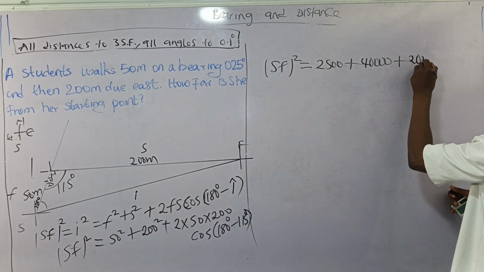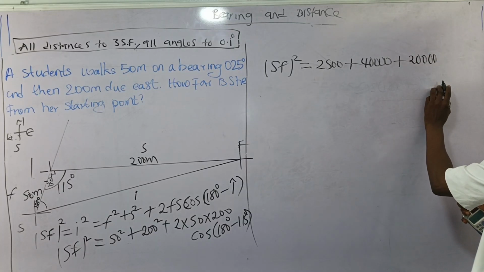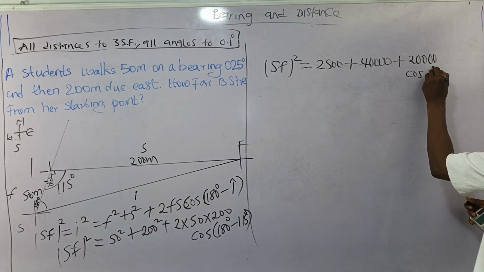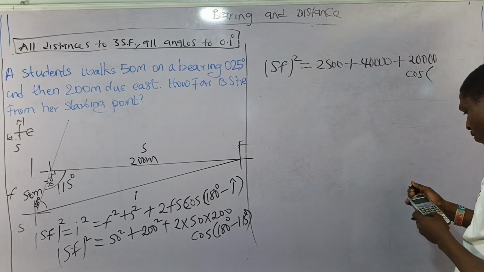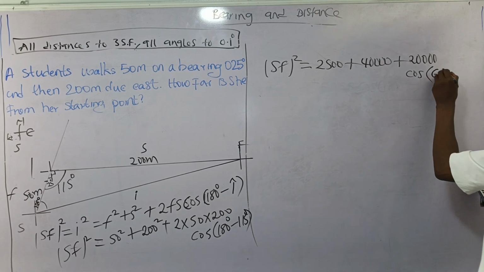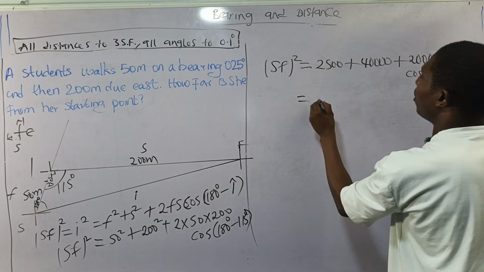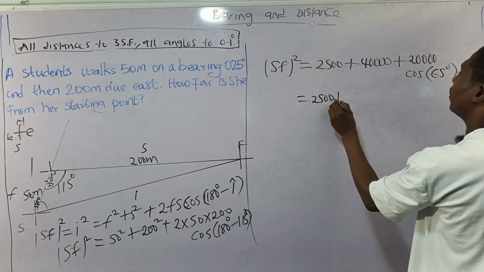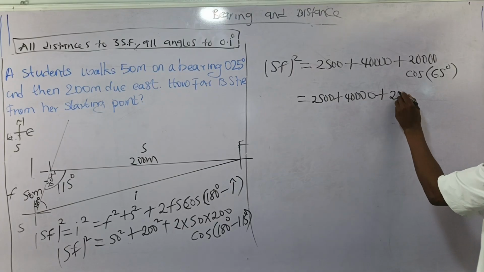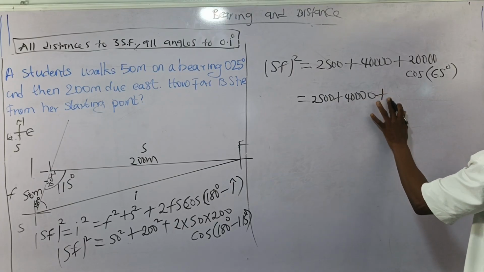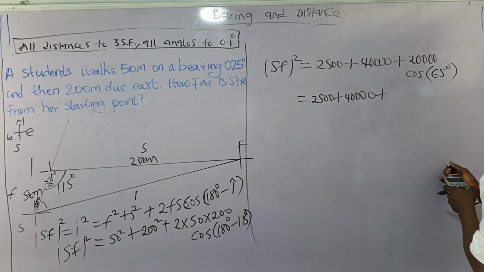I simply add my 200 and my 20, and I'll have cos 180 minus 115, which will give me 65 degrees. Now I'll have 25 plus 40,000 plus 20,000 cos 65.